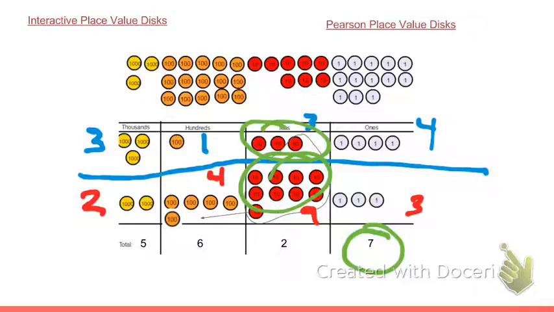How many tens is that? 3 and 9. 12. We have a problem, though. Look up here at the screen. We have 12 tens in the tens place. Can we have a double digit in there? Andres, what do you think? Can I leave my 12 right there?